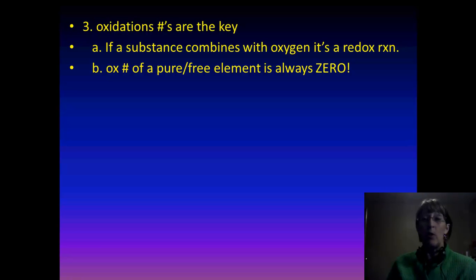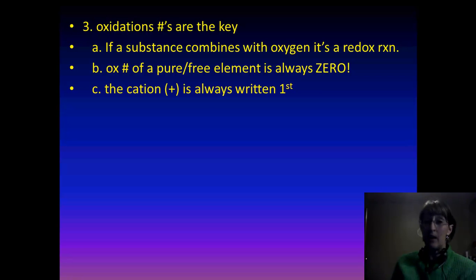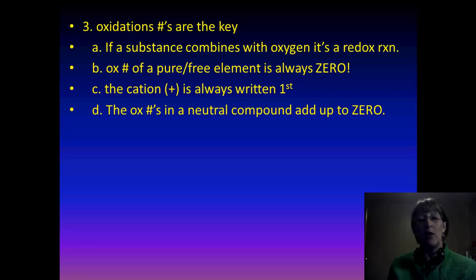it's 0. So if there is a pure element on one side of the yield sign and it's combined with something on the other side, you know it's a redox reaction because its oxidation number had to change from 0 to something else when it was combined with another chemical. The cation, positive, is always written first. That's consistent with everything when you're talking about a formula. And the oxidation numbers in a neutral compound all add up to 0. So if you look at all the oxidation numbers in H2O, when you add them all up, they should equal 0. That's how we know we've written the formula correctly.